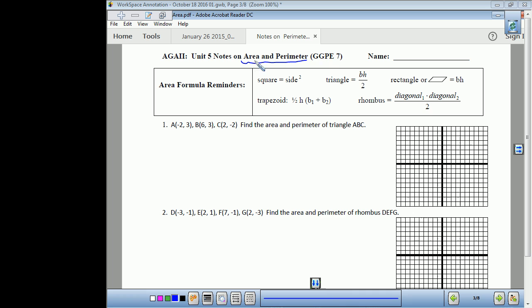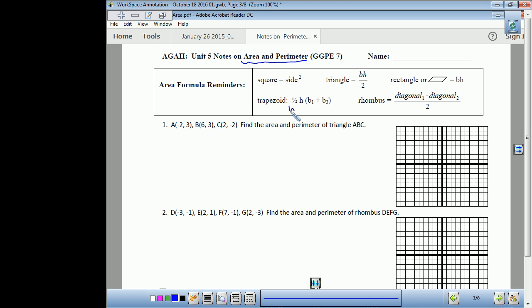Today's lesson is about area and perimeter. The area of a square is side squared. The area of a triangle is half the base times the height. The area of a rectangle or parallelogram is base times height. Trapezoid we all know as half height times the sum of the bases.